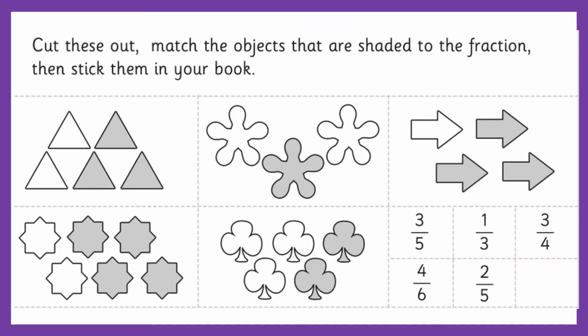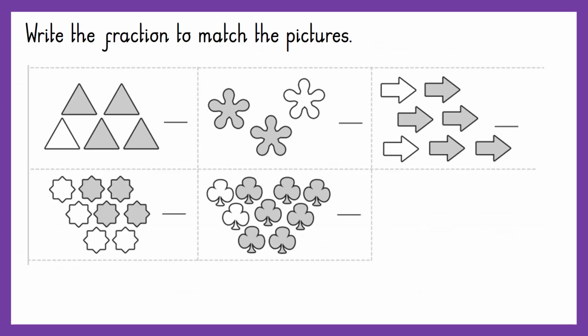Okay, it's your turn again. Remember, the denominator goes on the bottom and it tells us how many items we have altogether. The numerator goes on the top and it tells us how many items we have shaded. Now pause the video, find this worksheet in your workpack and have a go. Write the fraction to match the pictures. Pause the video, find this slide in your workpack and write a fraction for each picture.